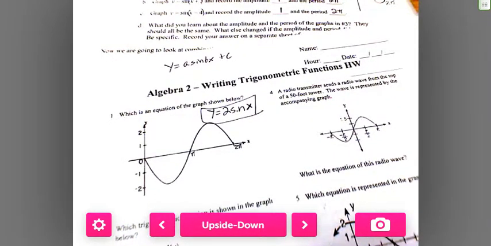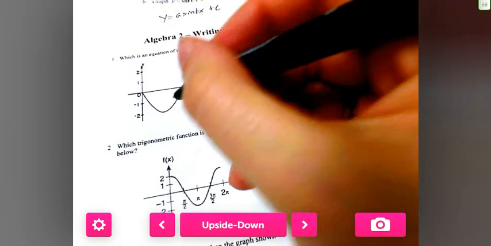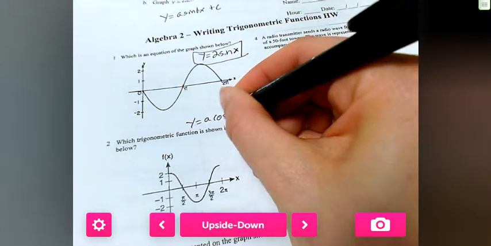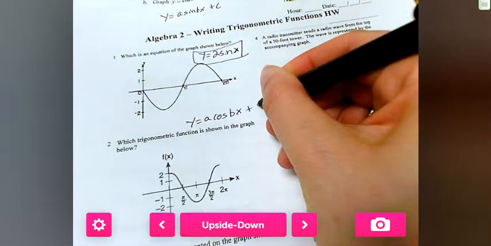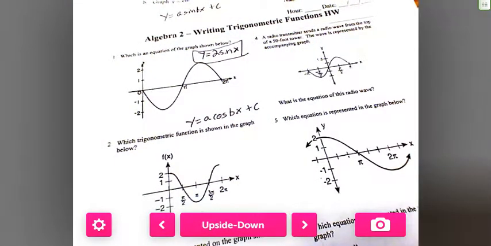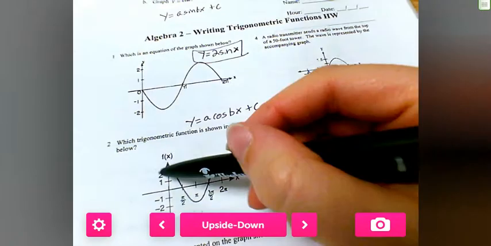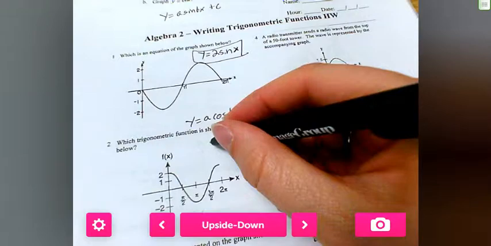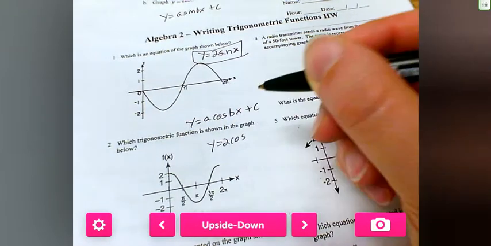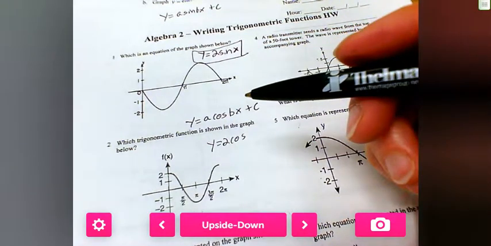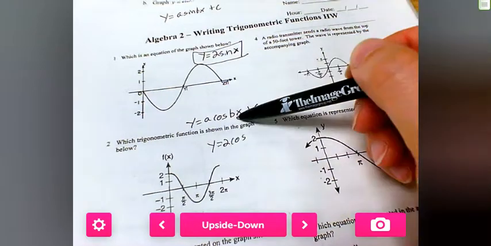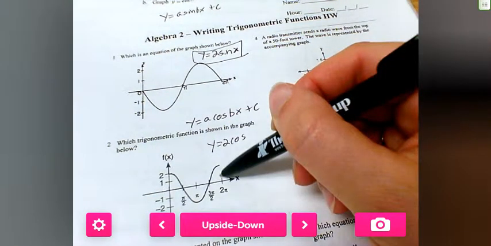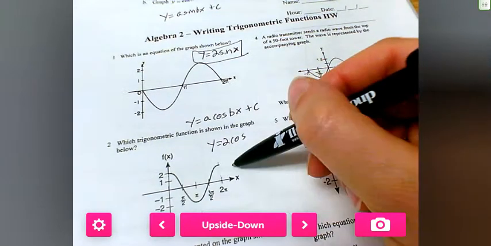Okay, cosine is the exact same except there's a cosine in it. So we go y equals a cosine bx plus c. It's the exact same thing. Okay, for here, do you see how my amplitude is not 1, it's 2? So I know I've got y equals 2 cosine. I want to know if my period changes. So it goes from 0 to 2 pi, it repeats, right? So that didn't change at all.